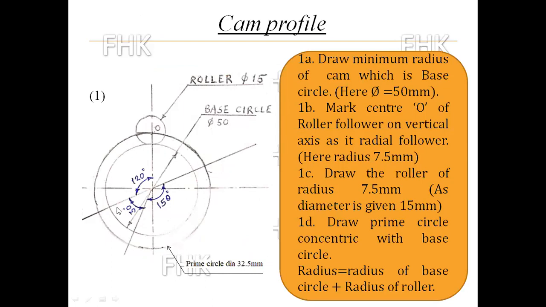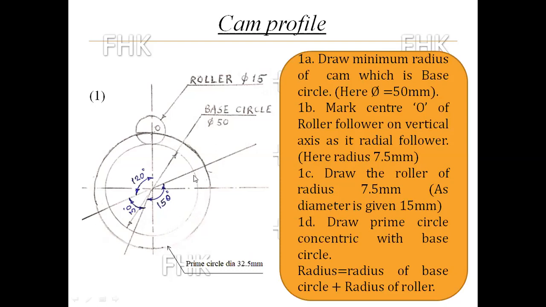which is nothing but the base circle. Here it is given that the diameter of the base circle is 50 mm. So in the compass, take 25 mm, with the center point of this as the center of the compass, and draw the base circle. This base circle.